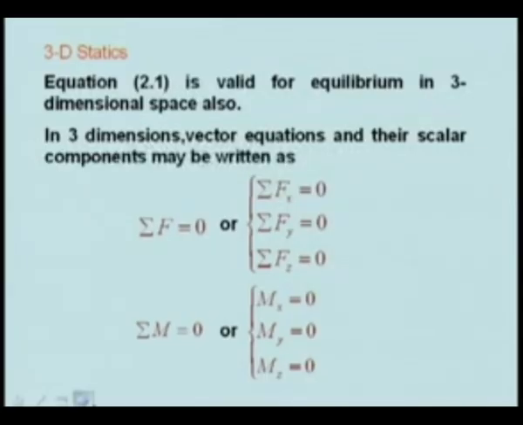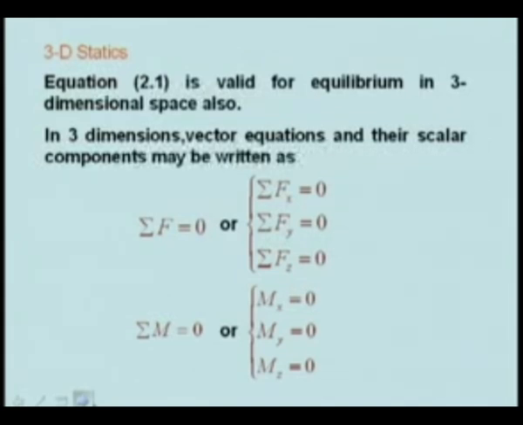Okay, this is what this one is. Now, we have given some simple examples based on 2-dimensional statics. Now, let us discuss something about 3D statics. Equation 2.1 is valid for equilibrium in 3-dimensional space also, meaning there also basically sigma F must be equal to 0, sigma M equal to 0.